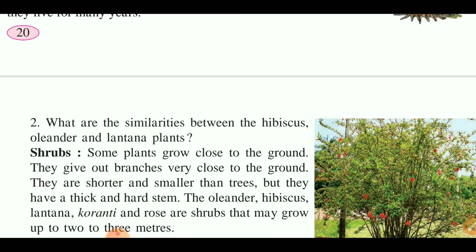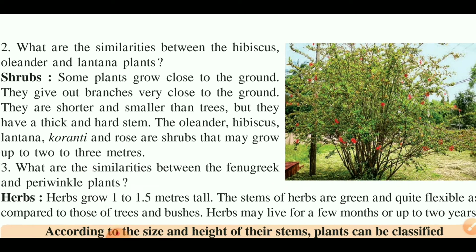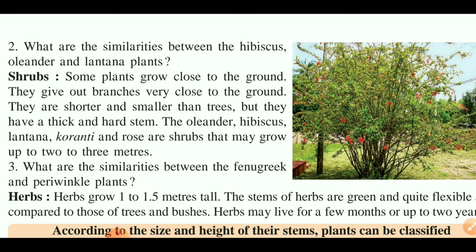What are the similarities between hibiscus, oleander, and lantana plants? These are the names of plants that we also know. Hibiscus, lantana, and oleander plants are called shrubs. Some plants grow close to the ground. They give out branches very close to the ground. They are shorter and smaller than trees, but they have a thick and hard stem.